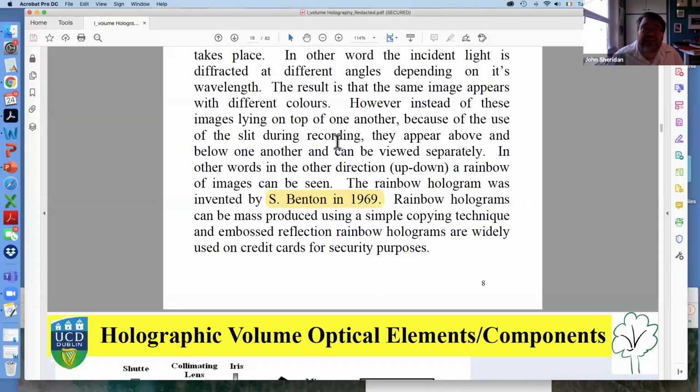Just to be clear, this would be a monochromatic recording, but you're replaying with white light. So you're not seeing the true color of the object. You're simply seeing the same field replayed with different wavelengths. However, instead of these images lying on top of one another, because of the use of the slit during recording, they appear above and below one another and can be viewed separately. In other words, in the other direction, up and down, a rainbow of images can be seen.